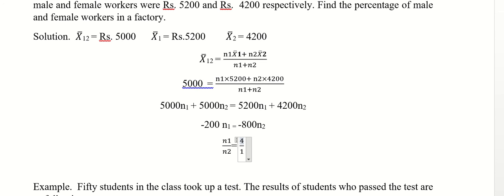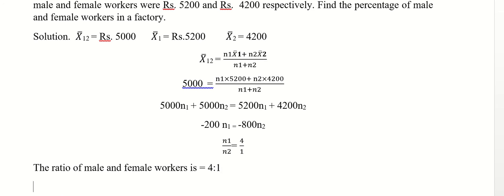Now the ratio of male and female, because n1 is male and n2 is female. This is what we have taken, right? Because mean 1 was male and mean 2 was female. So the ratio of number of males and females is n1 and n2. So the ratio of male and female workers is 4 is to 1, right? So this we have got.